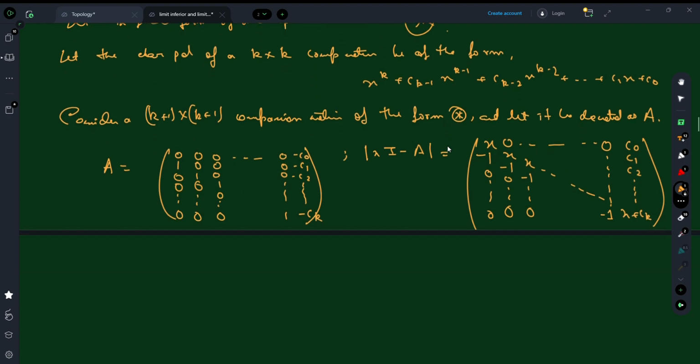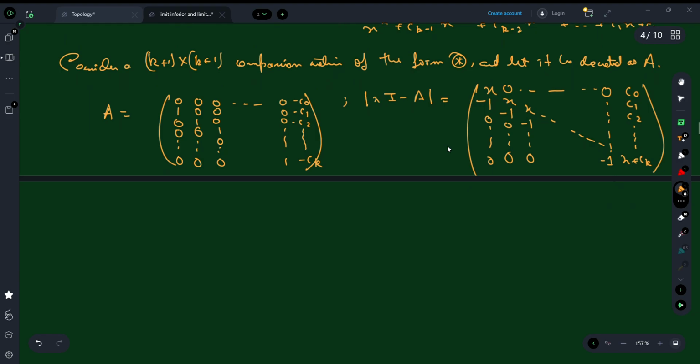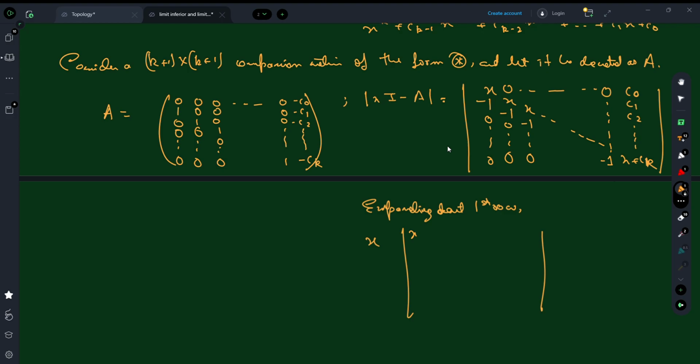We consider the determinant of this with respect to the first column, let's say. So let me use the determinant notation, I have wrongly used the matrix notation. So yeah, this is k. Then expanding about the first row, what do you get? You get x times the determinant of this polynomial. So you get x till, yeah, right?